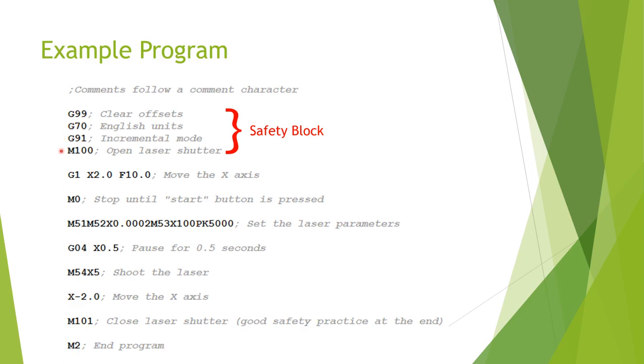The M100 is a command that likely won't be the same in other machines, but in this case what it's doing is opening a shutter that basically enables the laser, so it will shoot when we ask it to later. So that's everything in the safety block in this example, so now we can actually get to the commands that do stuff. The next line begins with a G1 or G01, which would mean the same thing, meaning let's move an axis or group of axes in a straight line.